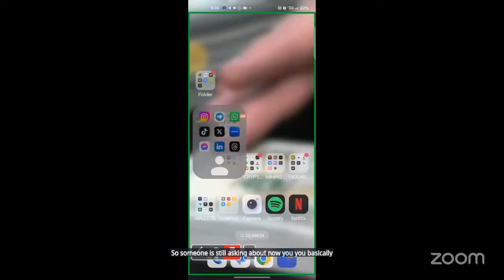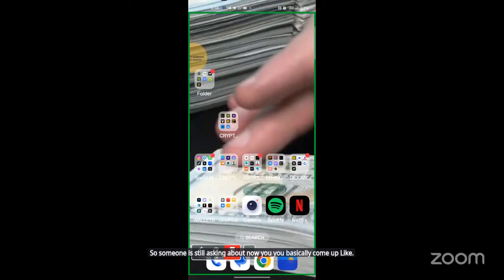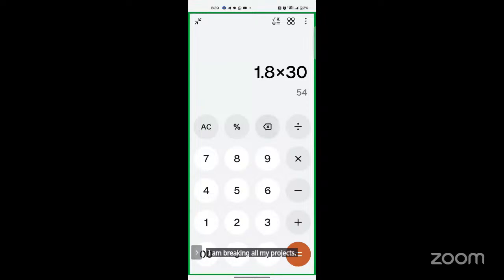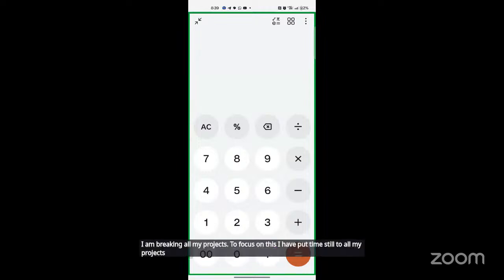So someone is still asking about now. You basically come up like, for example, I am breaking all my projects to focus on this. I have put a standstill to all my projects. And look here, guys, I have come up with an analogy and say, okay, now the strategy works because the market's not good. The strategy works and doesn't bring a lot of floating loss with zero skill.